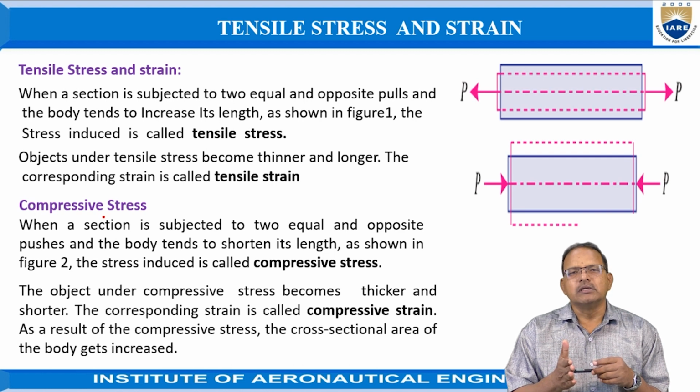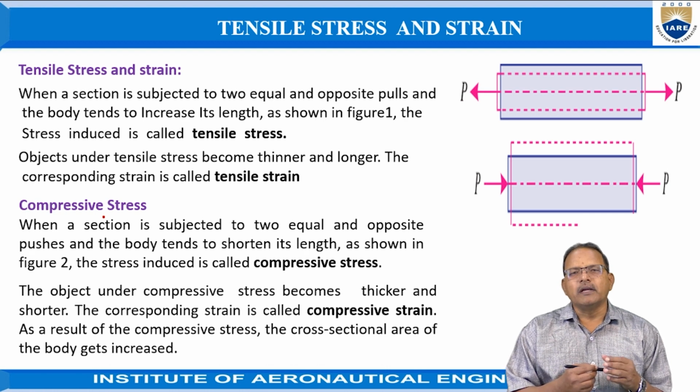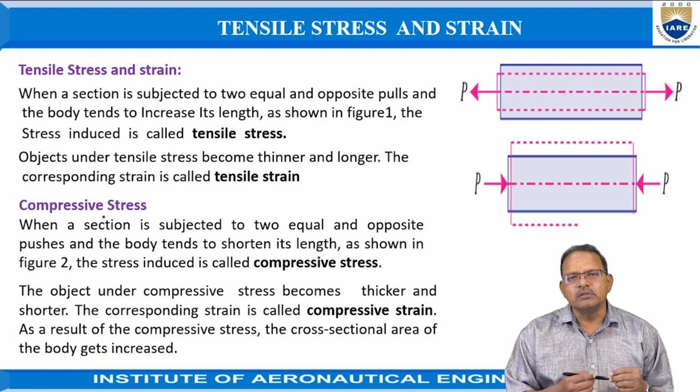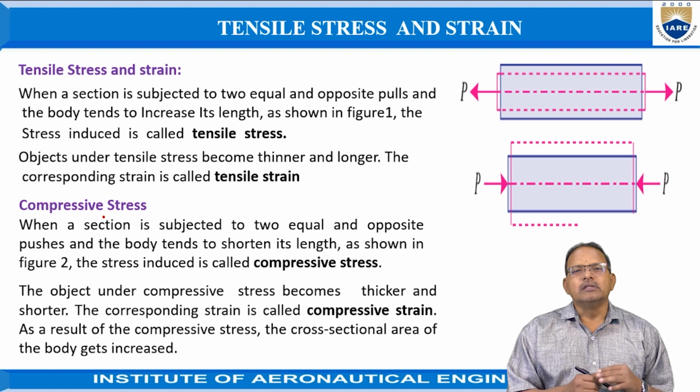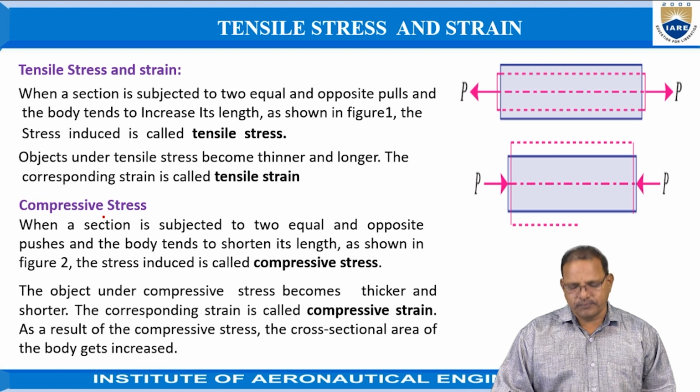Here the stress is called force per unit area of the cross section. But here, because of application of the load, if the length of the object decreases, this type of stress is called compressive stress. The corresponding strain is called compressive strain. The word compressive represents that the length of the object is decreasing.